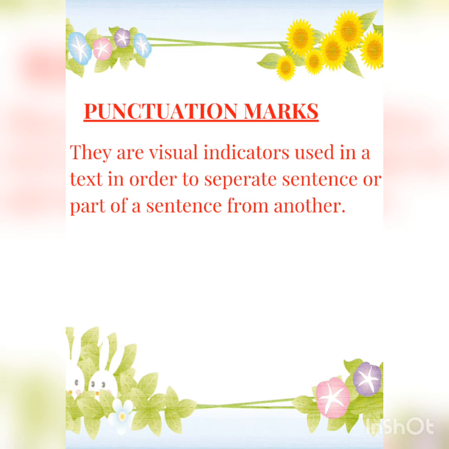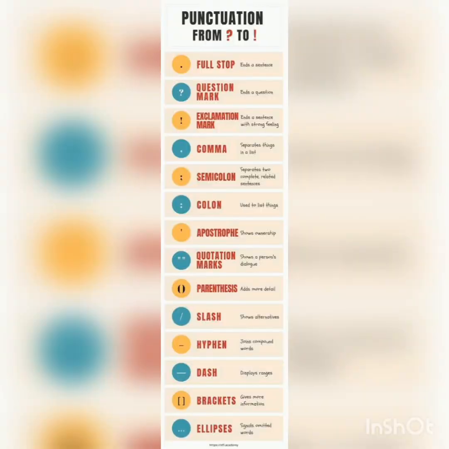First one is full stop, second one is comma, third one is dash, fourth one is hyphen, and fifth one is semicolon, and sixth one is double inverted comma, seventh one is single inverted comma, eighth one is colon, and ninth one is apostrophe, 10th one is parenthesis, 11th one is question mark, 12th one is exclamation mark, and 13th one is capital letters. Then first of all we are going to discuss about full stop.